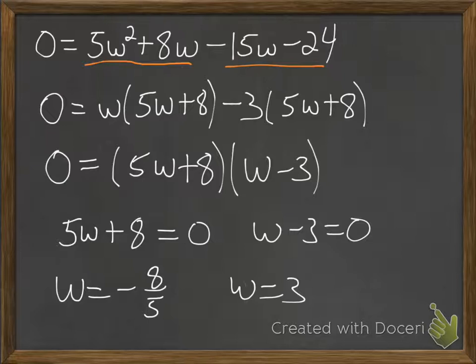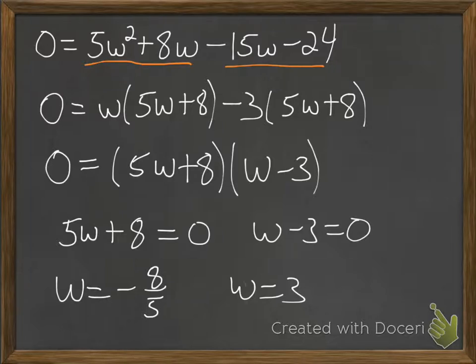which leads us to the two equations, 5w plus 8 equals 0, and w minus 3 equals 0. That gives us two answers, w equals negative 8/5, and w equals 3. Now because this is a word problem, we have to consider whether or not the answers actually make sense.